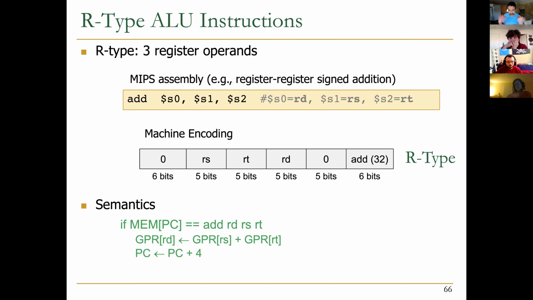Sure. And by 4, you remember, MIPS is byte addressable, and each word is constructed by 4 bytes. So you need to add 4 instead of 1. If it were word addressable, you only needed to add 1. But MIPS is byte addressable, so you need to increment it by 4 to point to the next word in the memory address. And hopefully it is clear, right? So this is the semantic of add.